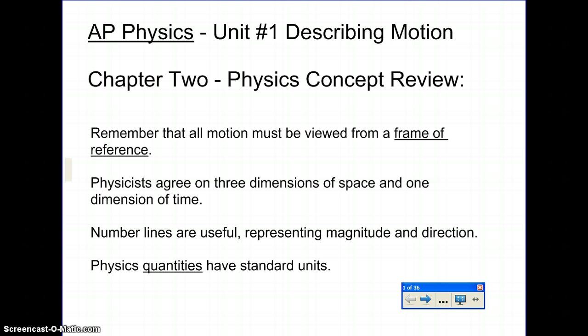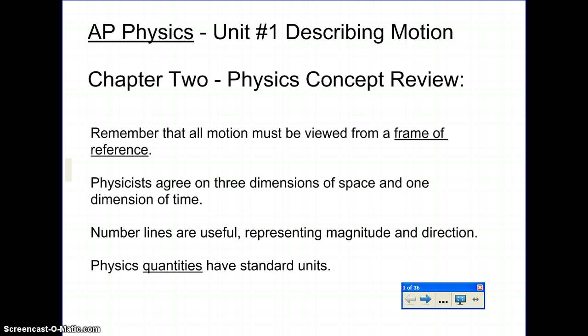The standard units are ones that you should remember. The standard unit of position, which is going to include the derived quantities distance and displacement, is the meter. The standard unit of speed and velocity is the meter per second. The standard unit of acceleration is meters per second squared.